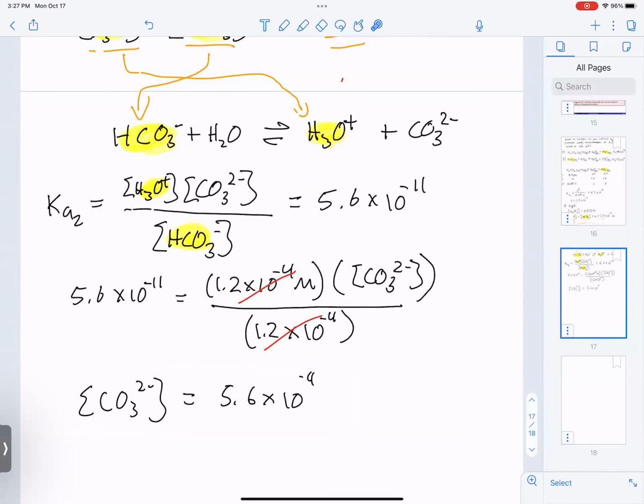Okay, so that's it for this one. Now go ahead and we'll solve some practice problems here, and then we'll pick up next time by exploring some examples involving bases, and then look at what could happen if you throw salts into a solution.